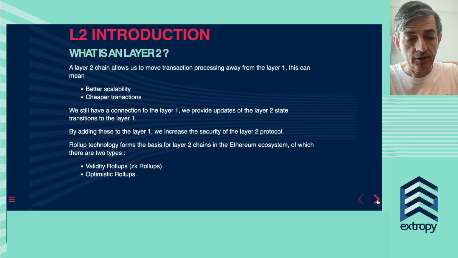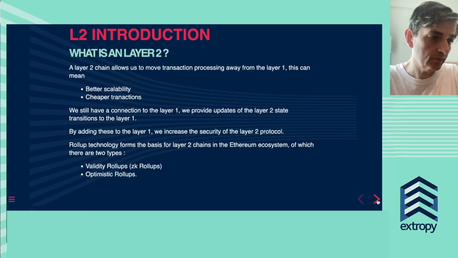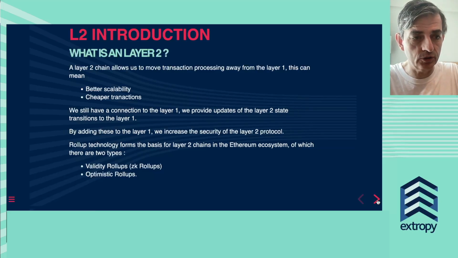Now, in the Ethereum ecosystem, the way that this type of technology has been introduced has been via what are called rollups. And these have been very successful, and there are two types of them: validity rollups or ZK rollups and optimistic rollups. And Starknet uses validity rollups.